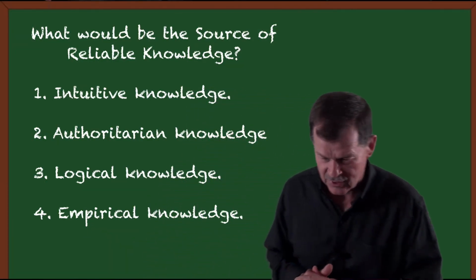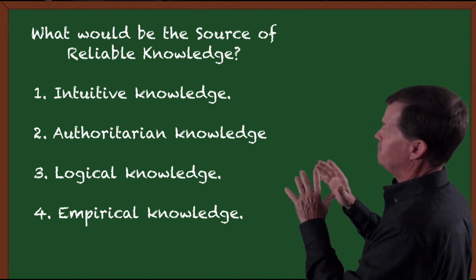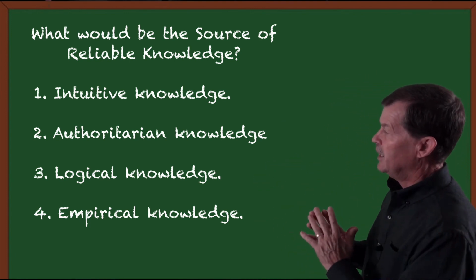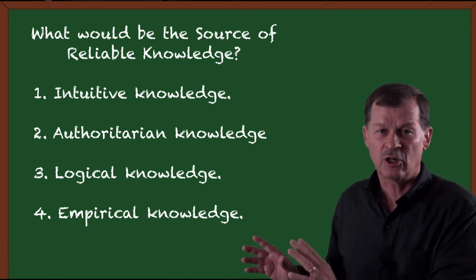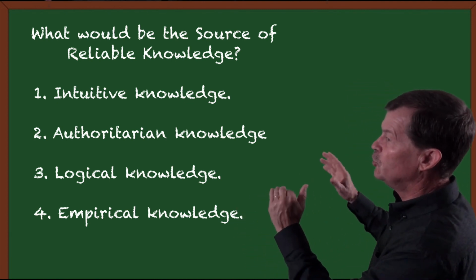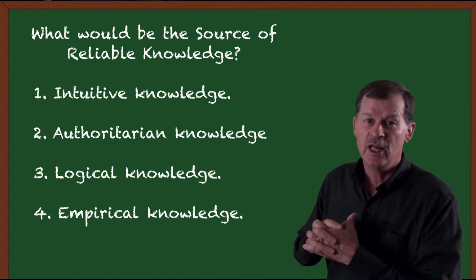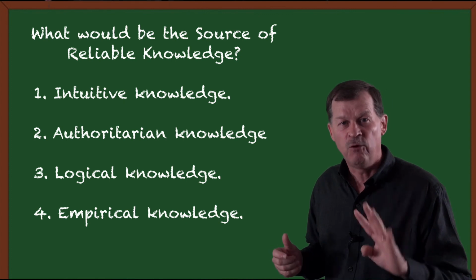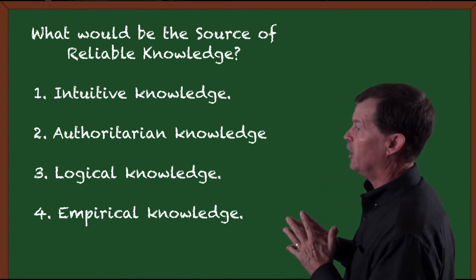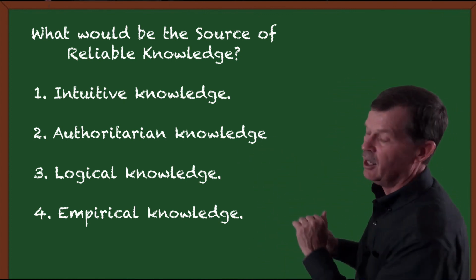So let's get on with it. We start with the ground zero, and that's the culture. After the culture, we choose our reliable source of knowledge. In philosophy, there are 4 recognized basic sources of reliable knowledge, and the first is intuitive knowledge.